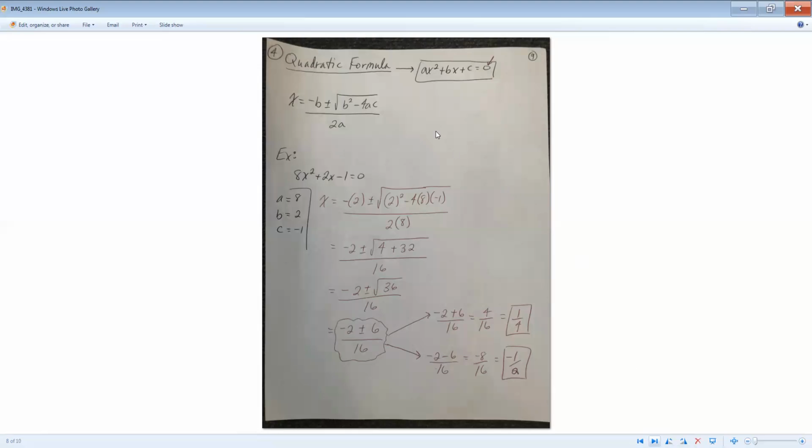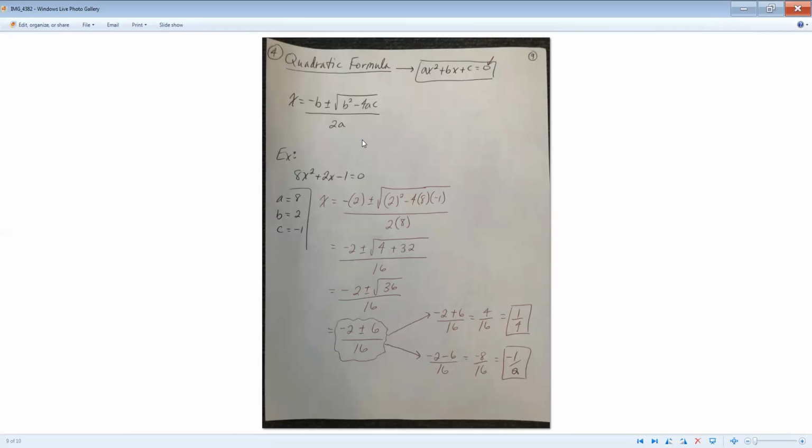Okay, last method is the quadratic formula. Once again, we want to recognize that our quadratic equation needs to be in the standard form of ax squared plus bx plus c equal to 0 in order to move further in our steps. Here we have the formula of -b plus or minus square root of b squared minus 4ac over 2a. All right.